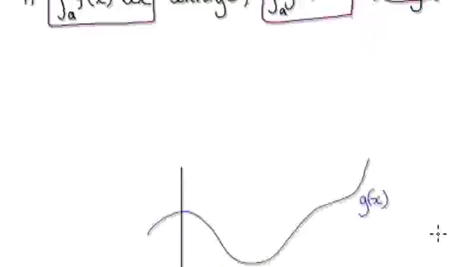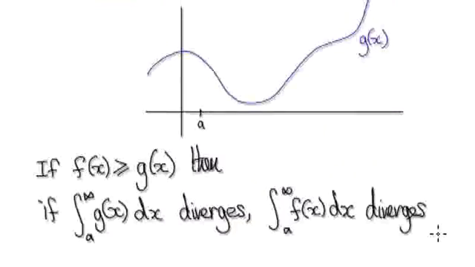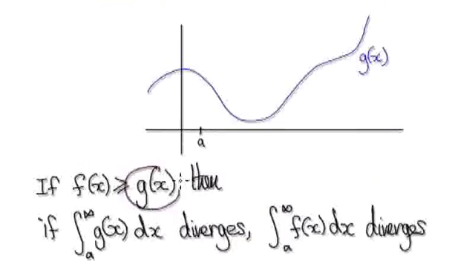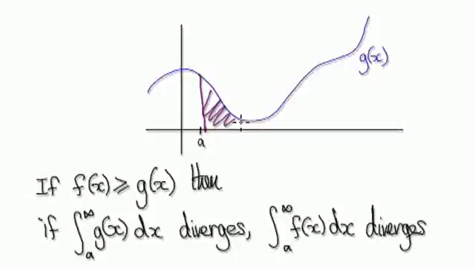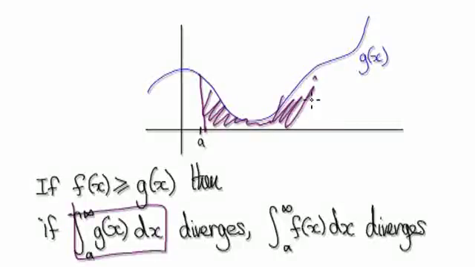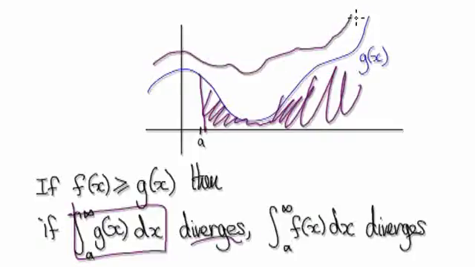Now, if you have this scenario here, where you happen to know that the integral of the smaller function diverges, remember the integral is the area underneath it. If you happen to know that the area underneath the smaller function diverges, then the integral of the upper function must also diverge.